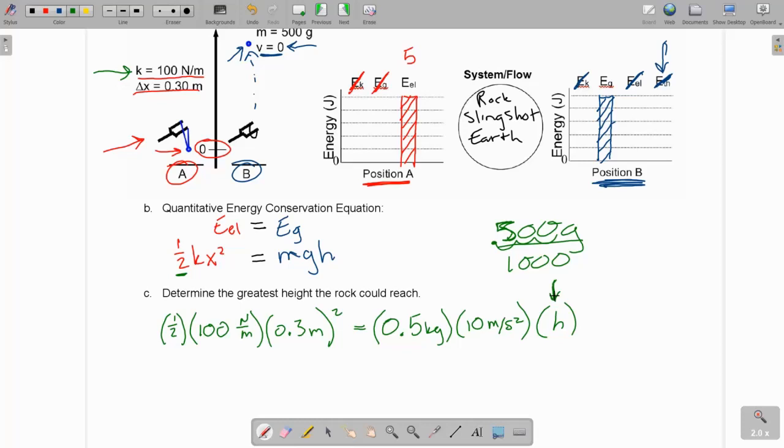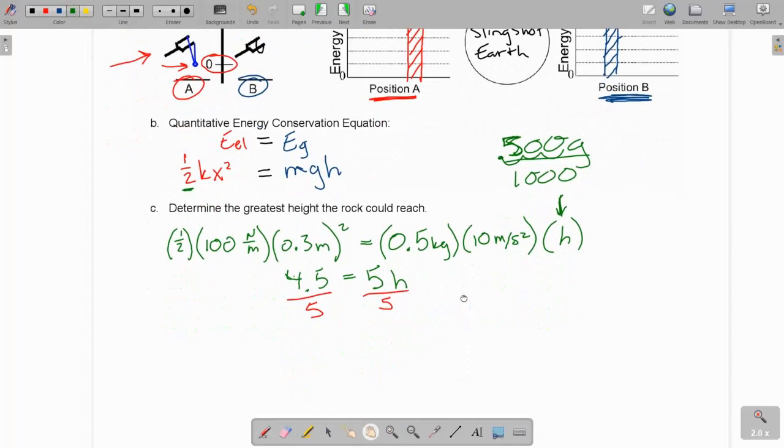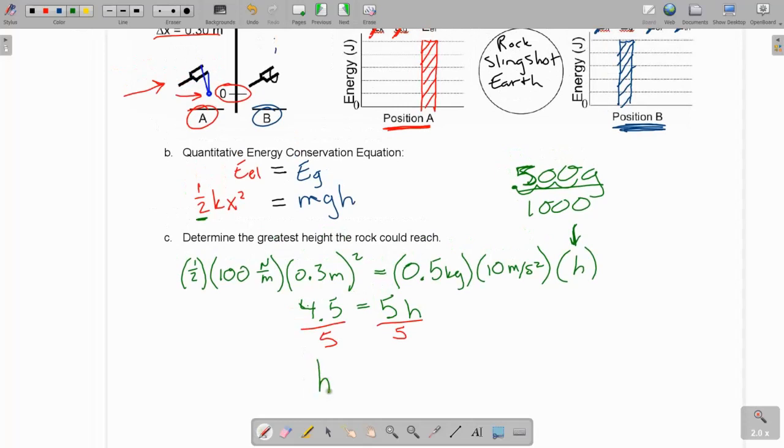If we do the left side of the equation here, 0.3 squared, that's what I would do first. And then multiply that by 100 and cut it in half. That is going to give you 4.5 is equal to. And then on this side, you're going to end up with 10 times 0.5, which is just cutting it in half. So 5 times the height. So we just need to divide by 5 on each side there. And that is going to give us a final answer. A height is equal to 0.9 meters.